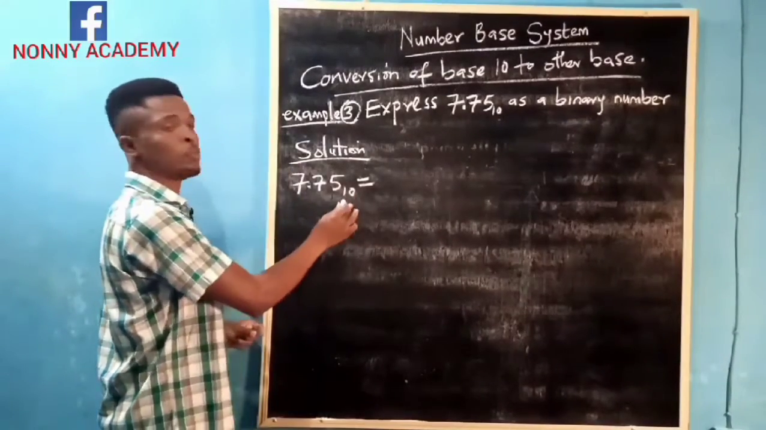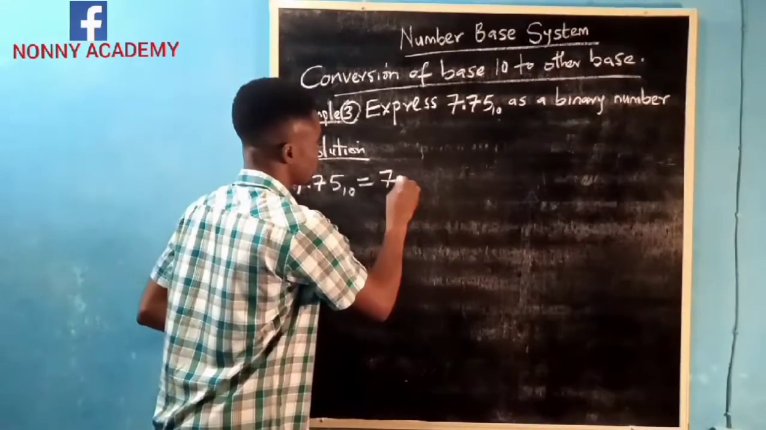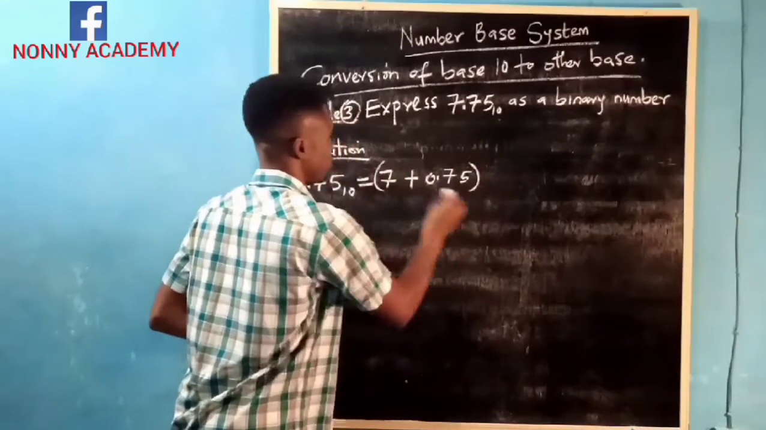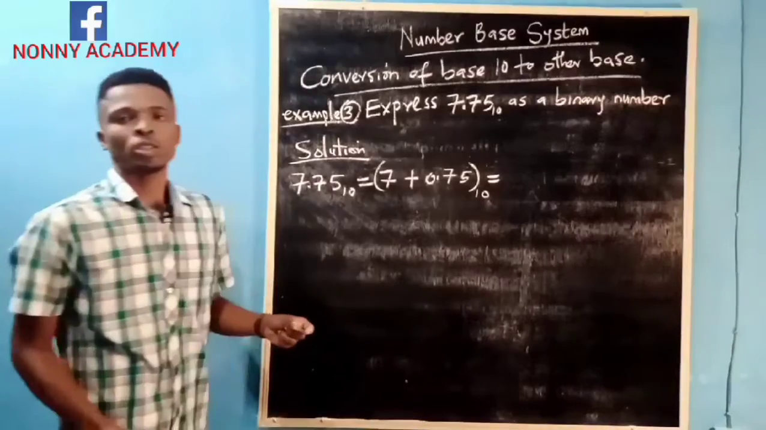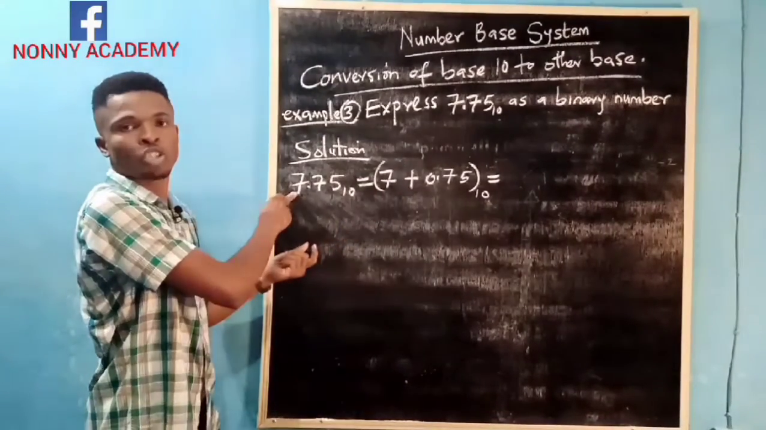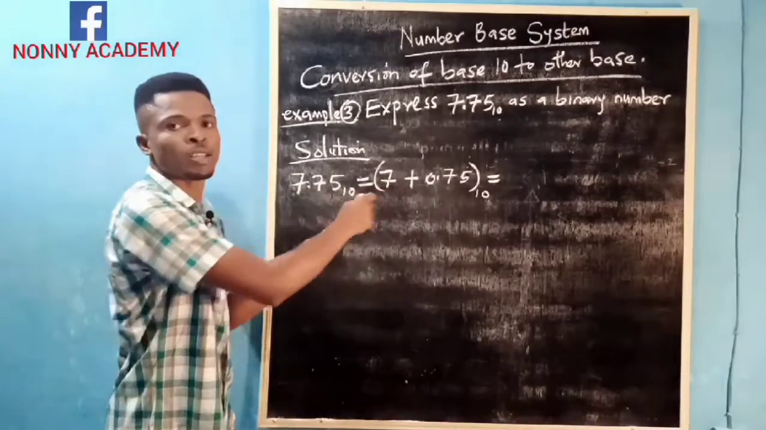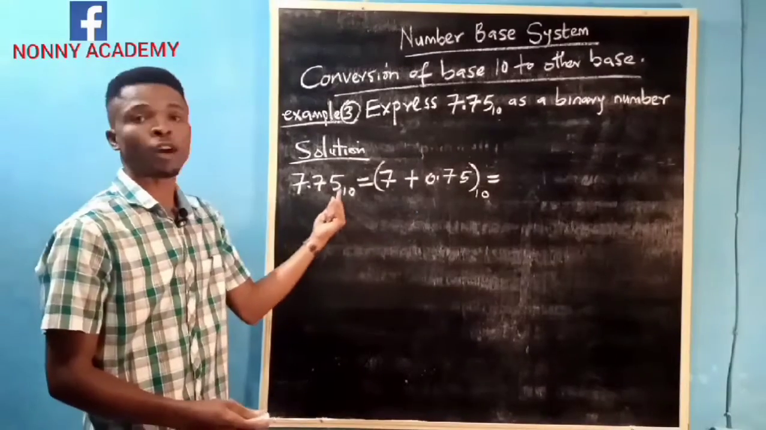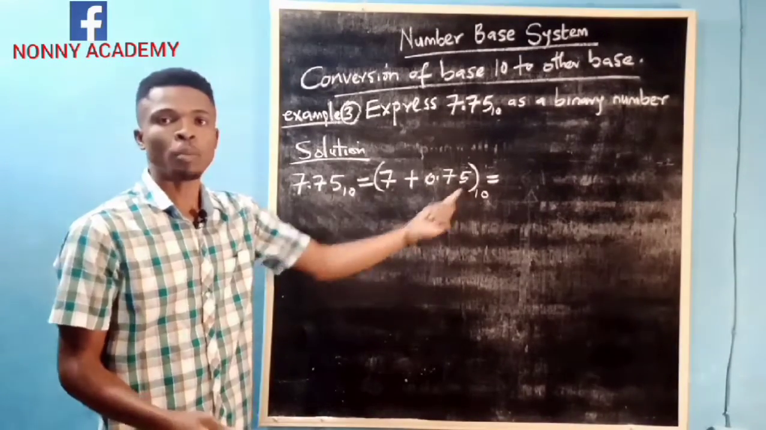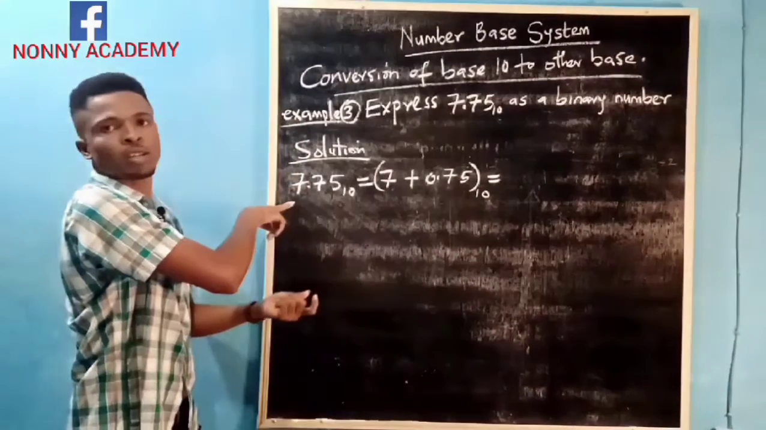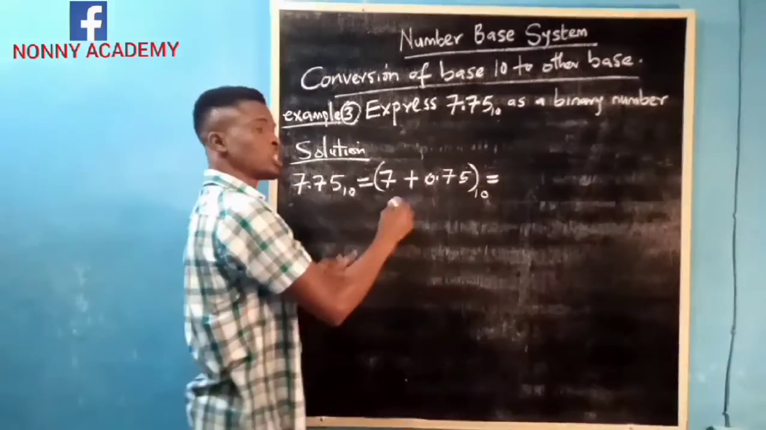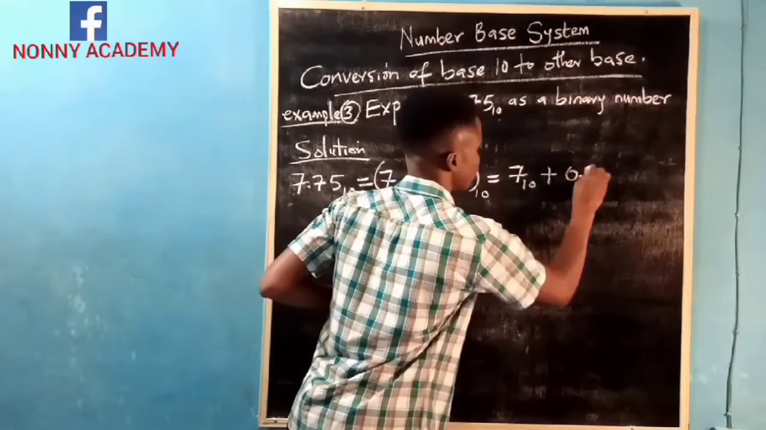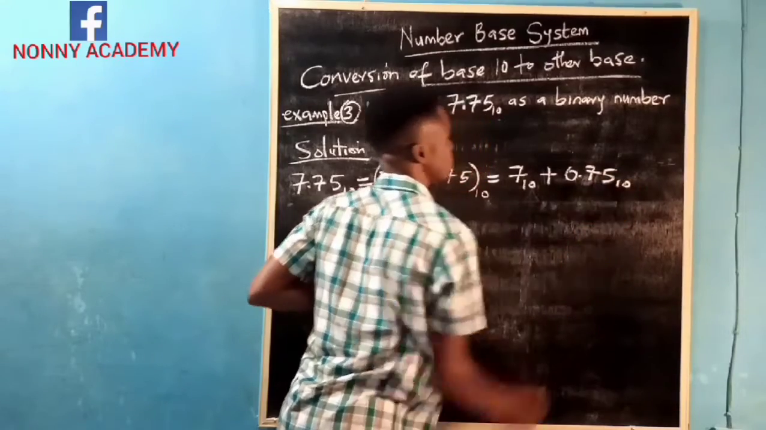Here we have 7.75 base 10 equal to 7 plus 0.75 base 10. I try to separate the whole number, which is the number before the decimal, and the number after the decimal. So here I have 7, plus 0.75. If I add up these two, I will get back the question. So once I've done this, I will now separate them: 7 base 10 plus 0.75 base 10.